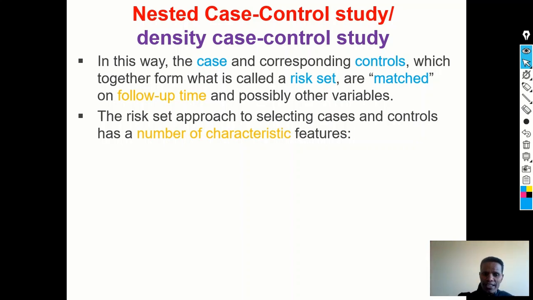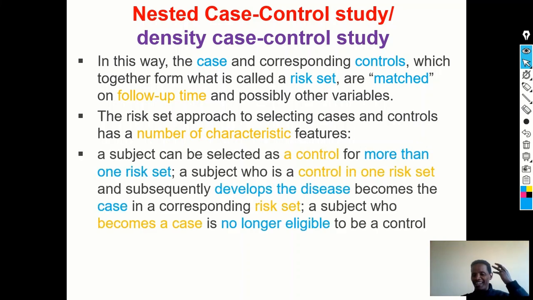So the risk set approach to selecting cases and controls has a number of characteristics and features. Look over here. The most important thing is that a subject can be selected as a control for more than one risk set. Let me draw one thing over here to make it clear.